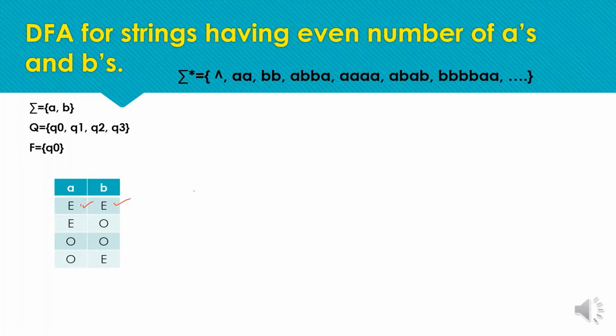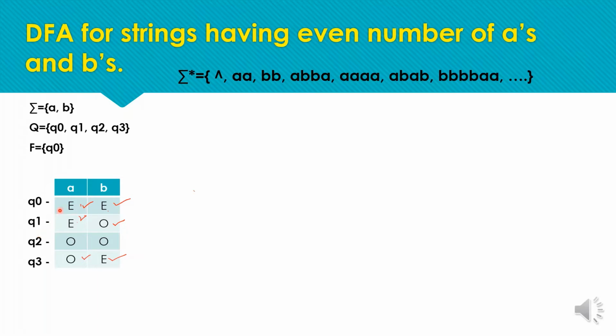Okay, next pattern can be even number of A's and odd number of B's. Next pattern can be even, odd. The third pattern can be odd number of A's and odd number of B's. And the fourth and last pattern can be odd number of A's and even number of B's. Okay, so for all of these 4 cases, we need to define 4 states.